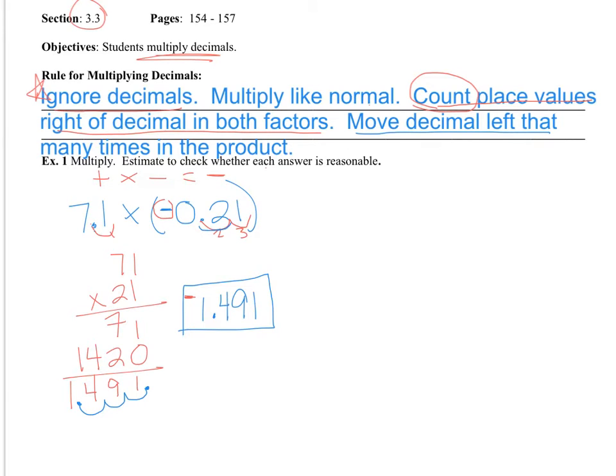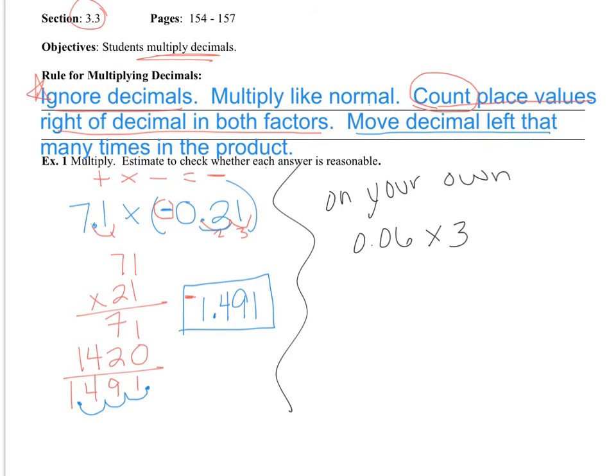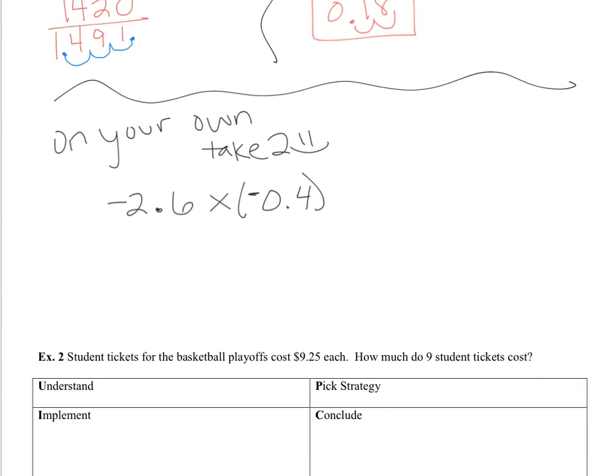Let's go ahead and try one on your own. On your own we have 6 hundredths, 0.06 times 3. So that decimal's there on the end. Go ahead and try that on your own. Here's what my workspace ended up looking like. Ignore, multiply, and then move the decimal in our product. Okay, go ahead and try.